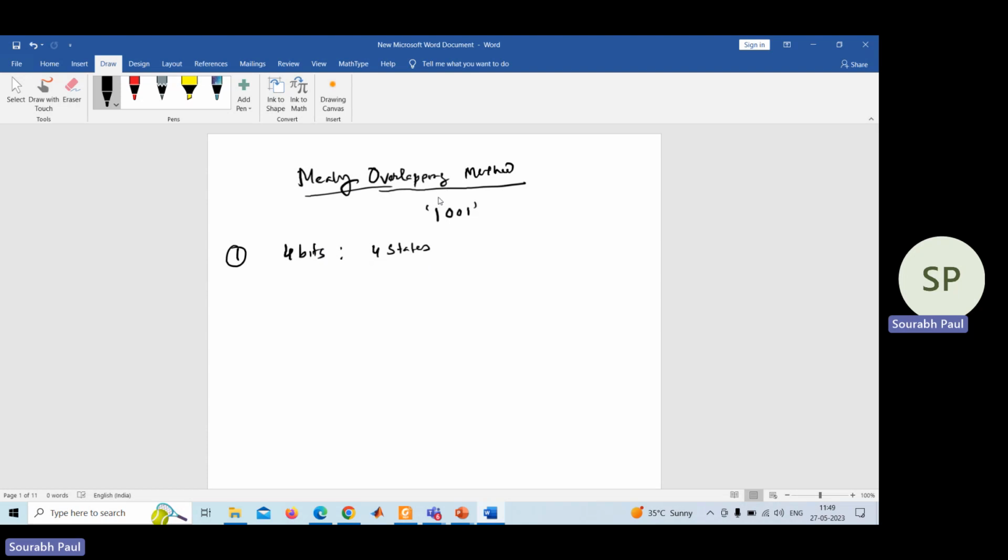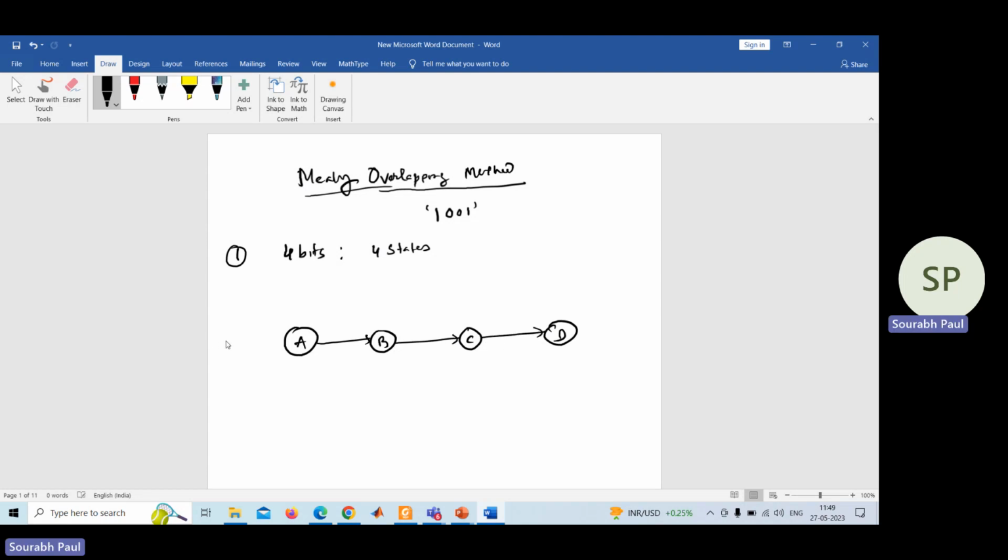But if it is Moore overlapping, then the rule will be somewhat different. Each of the methods has some different rules. So for Mealy overlapping, the number of states will be decided by the number of bits given in the sequence. Okay. So 4 states will be there. We can write them down: state A, then B, then C, then D. These are the 4 states we are considering. Okay.